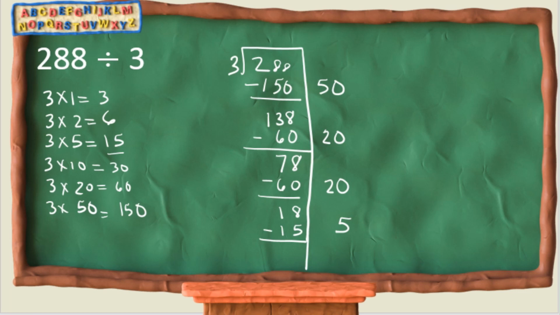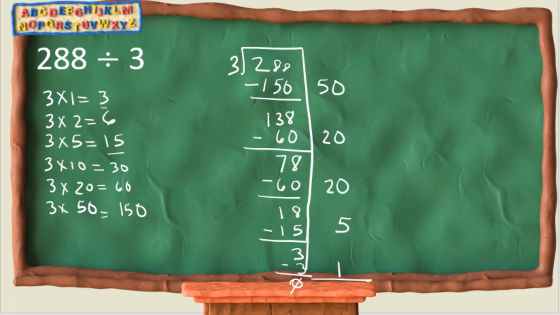18 minus 15 leaves 3. Which number is closest to 3 without going over? That would be 3. So I'm going to take away 3. That leaves a remainder of 0. And how did I get 3? 3 times 1. So now I'm going to add up my quotient.